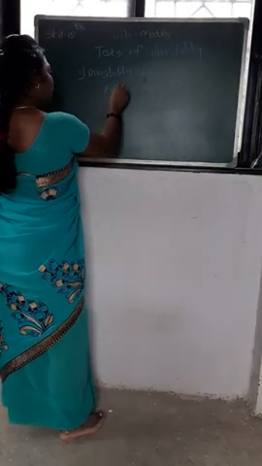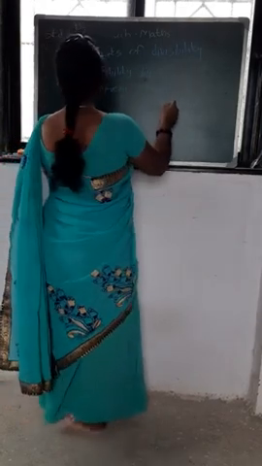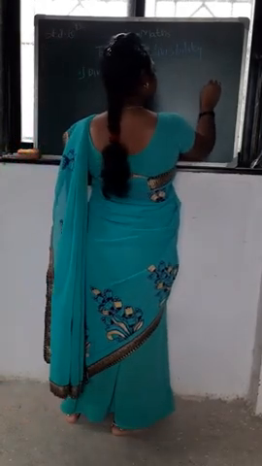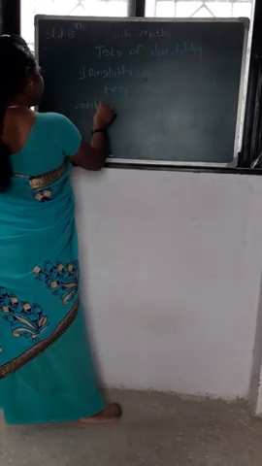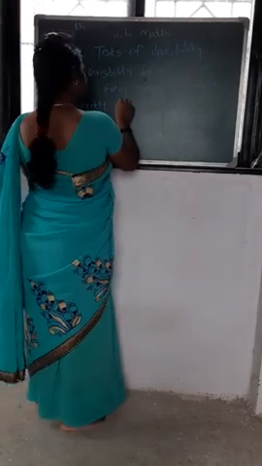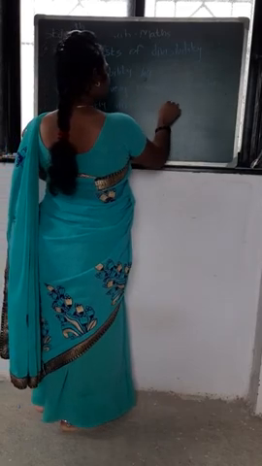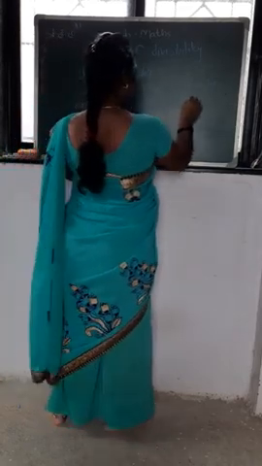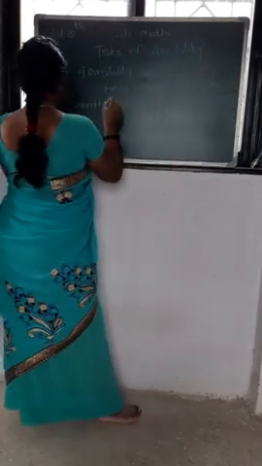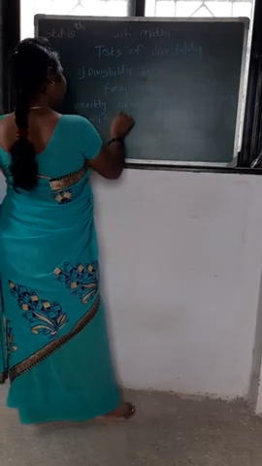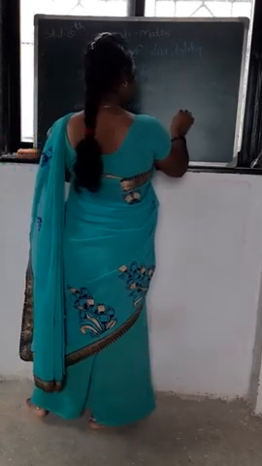Every number can be exactly divisible by 2 if it has 0, 2, 4, 6 or 8 at its ones place.